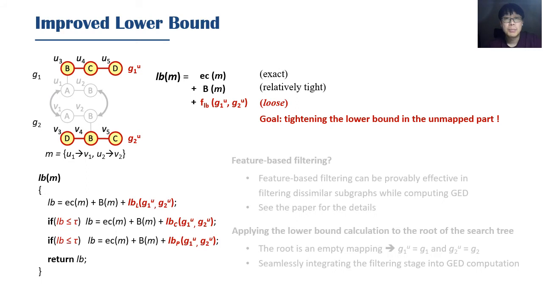This is the proposed lower bound function for a partial mapping M. We first use the label-based lower bound for the unmapped part. If we cannot prune the subtree rooted by the mapping M, we try the compact branch-based lower bound. If we still cannot prune the subtree, we finally apply the partition-based lower bound to the unmapped part.